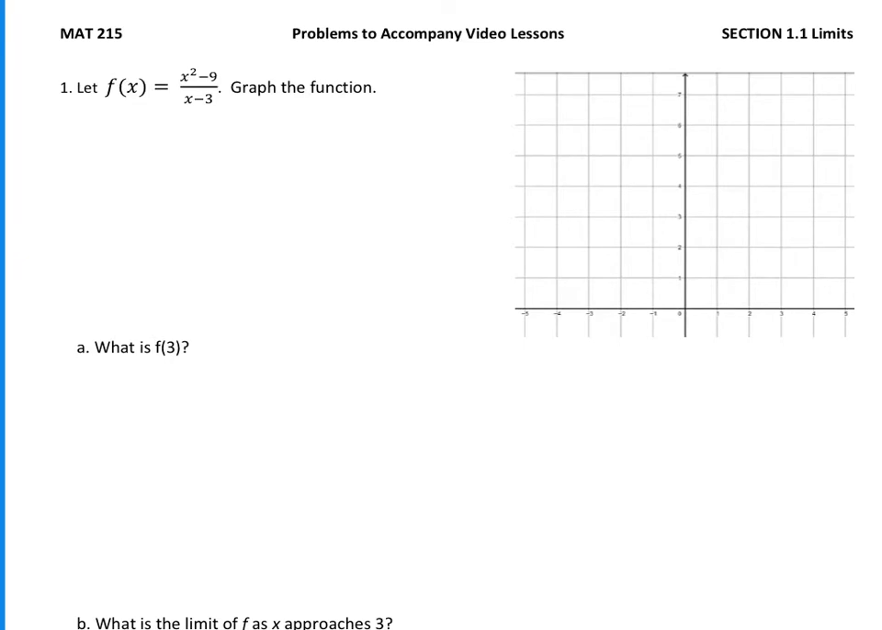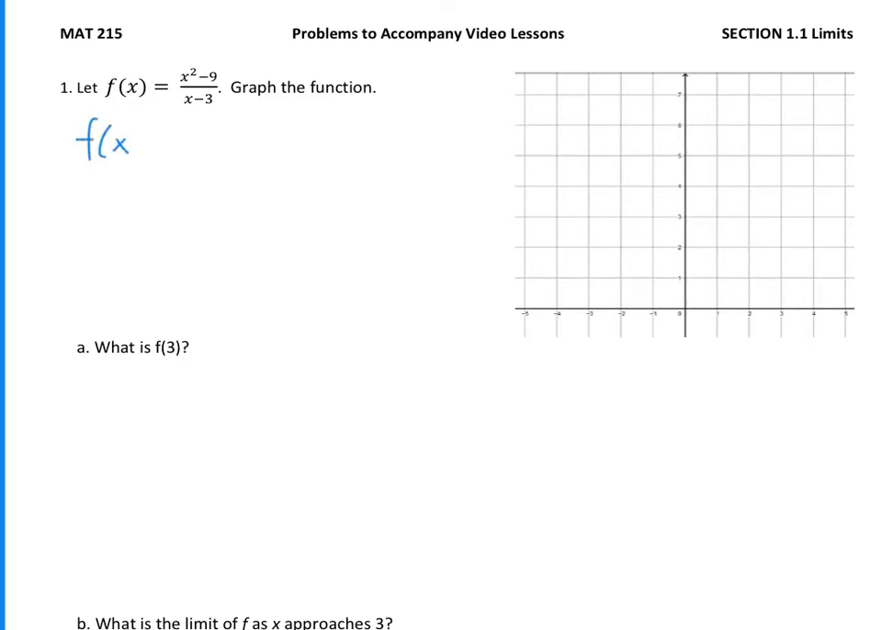Let's begin by taking a look at the function f of x equal to (x squared minus 9) divided by (x minus 3). And eventually we're going to look at finding the limit of this function as it approaches a certain x value. But first we're going to graph it. Now notice this function is a rational function, and sometimes rational functions will simplify. And this one will. So let's first simplify it.